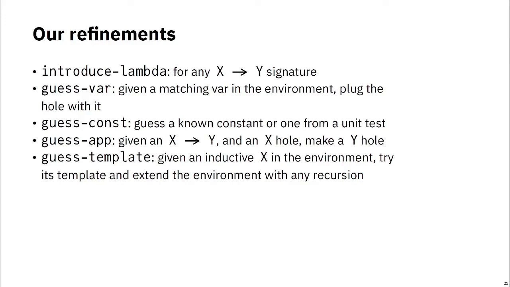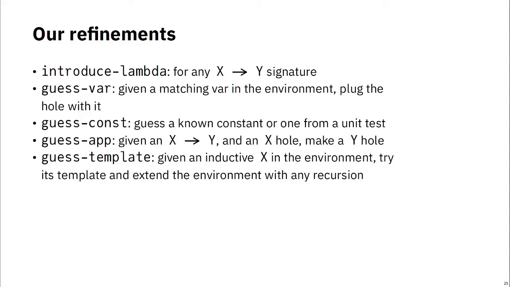Guess const guesses a known constant. For numbers, this is 0 and 1, and for booleans, this is true and false, etc. Or one from a unit test. For example, if we had a test that says that depth of some tree is 3, we could guess every number inside of that tree as well as the number 3, because those all appear in our unit tests. Guess app, which says that given an x to a y and an x hole, we can create a y hole. So, for example, if we have a number-shaped hole, we can guess plus number, where the 2 numbers are 2 new holes to work with.